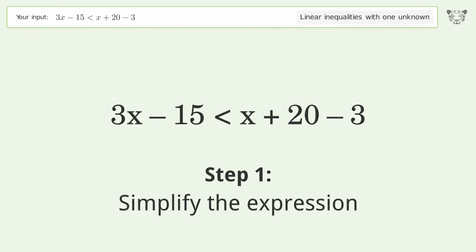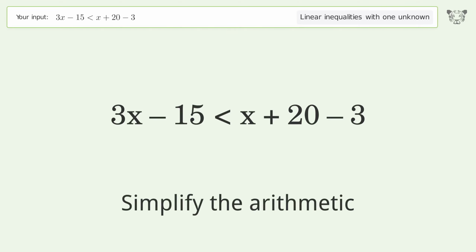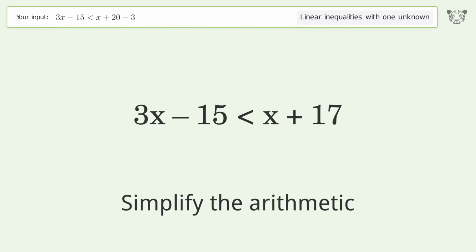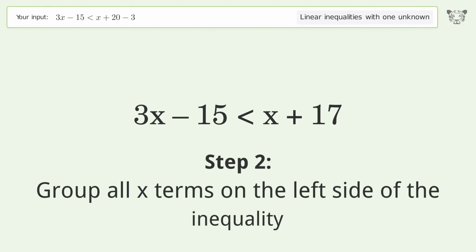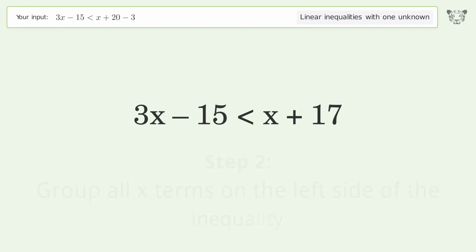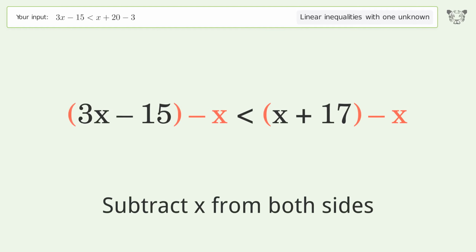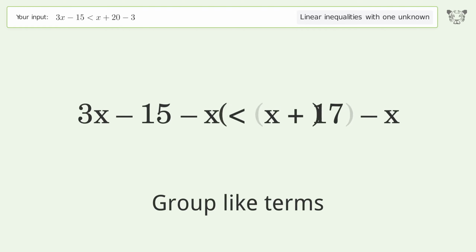Simplify the expression. Simplify the arithmetic. Group all x terms on the left side of the inequality. Subtract x from both sides. Group like terms.